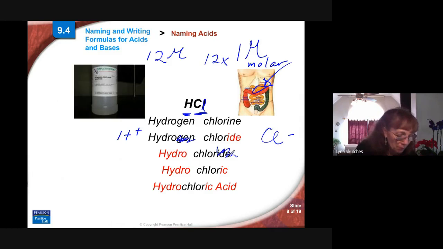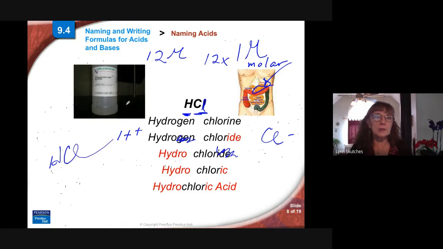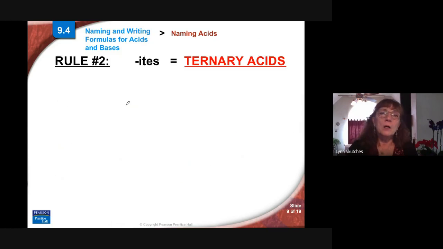That is one of the 6 acids you really need to know for our class. Okay? HCl, hydrochloric acid. All right, here's where I was going with the ic and us stuff, so hang with me.